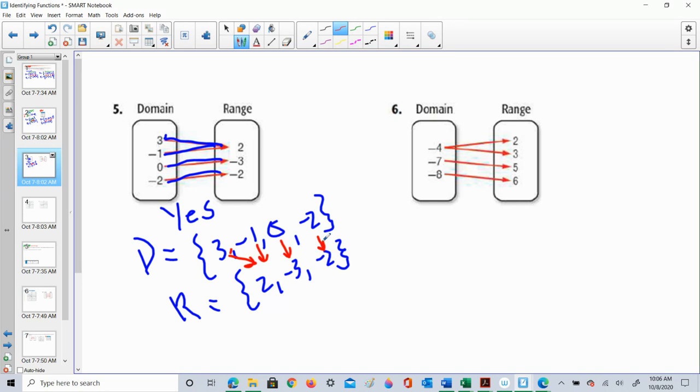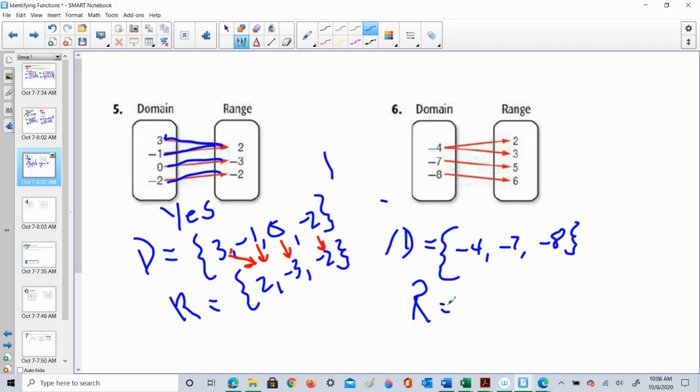So what do we have in this second one? Well, in this second one here, let's take a look. What's our domain? Negative 4, negative 7, negative 8. Now we can't tell immediately just by looking at that whether it's a function or not because we have this list of numbers, but our range is equal to 2, 3, 5, and 6.